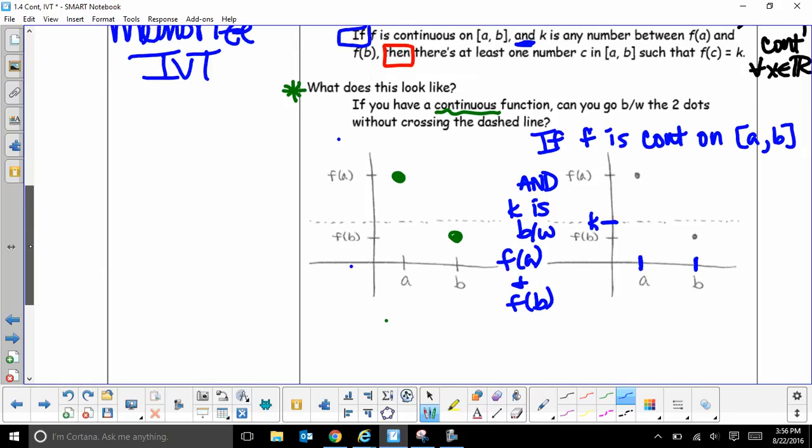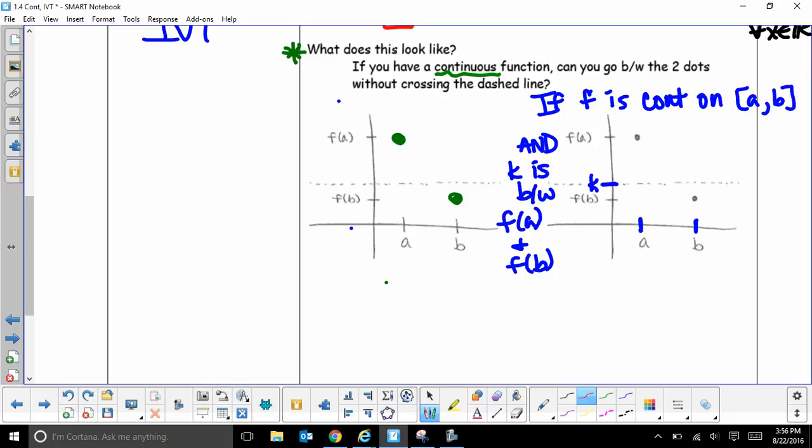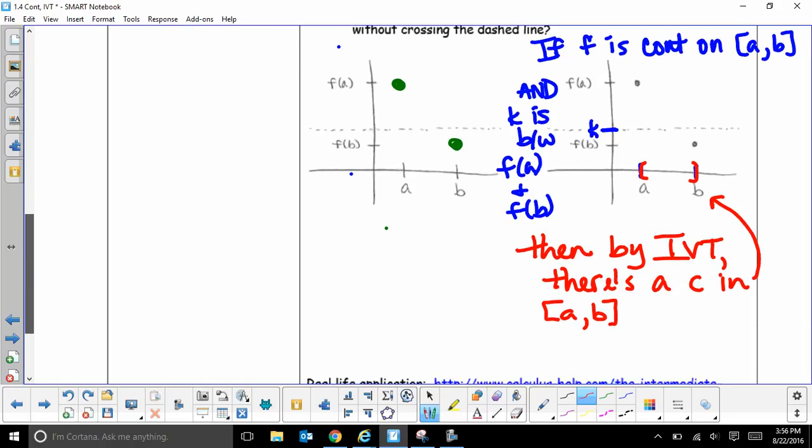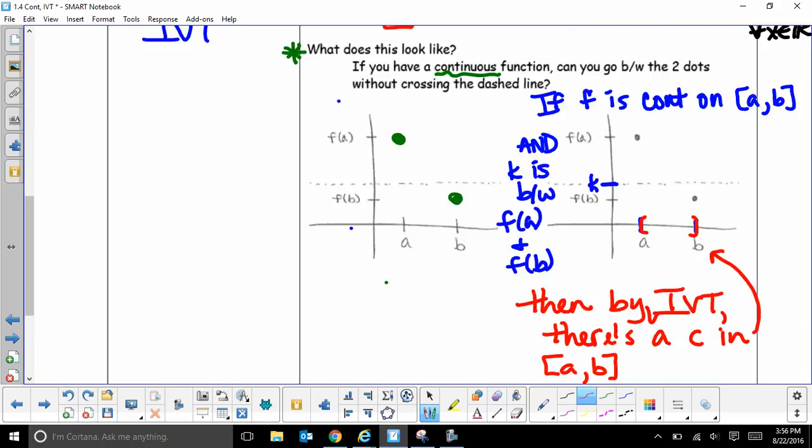Then by IVT, that's our abbreviation for intermediate value theorem. Then what IVT tells us is there's a C in the closed interval A to B. So there's a C that lives here with f of C equaling k.